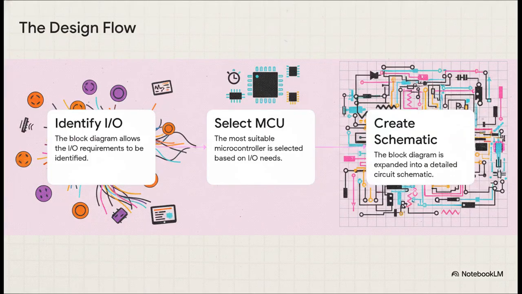This really breaks down the whole process for us. First, you use that block diagram to create your I/O budget. You ask, how many buttons, sensors, and displays do I need? Next, based on that, you pick an MCU that has enough pins and the right features to handle all of it. And then finally, once you've chosen the brain of the operation, you can take that simple block diagram and blow it up into a detailed circuit schematic, the real how-to wiring guide.